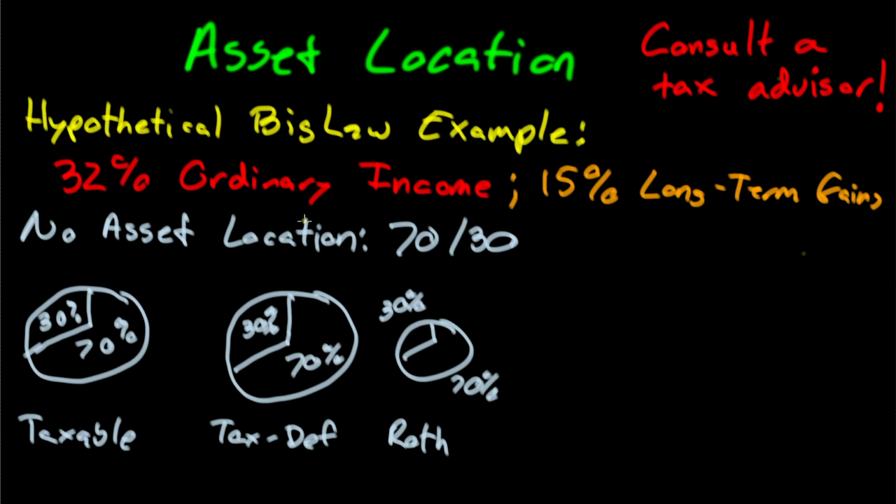What I typically find, almost always, is that there's no asset location being done, and maybe you have a 70% stock, 30% bond portfolio. So your taxable investment account has 70% stocks, 30% bonds. Your 401k at work, your tax-deferred account, 70% stocks, 30% bonds. Maybe that's done through a target date fund. And your Roth account, if you're doing backdoor Roth IRA, 70% stocks, 30% bonds.